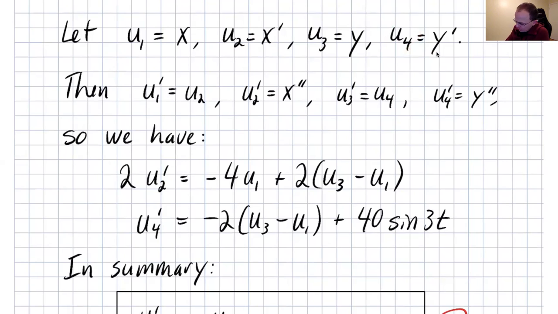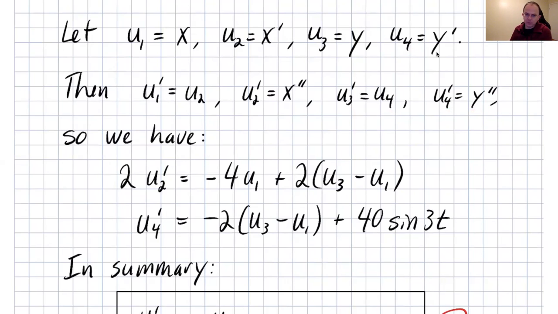Okay, so now that we have this, let's take the derivative of each of them. If we take the derivative of u1, we get x prime, but x prime is equal to u2. So we have u1 prime is equal to u2. And as I mentioned, u2 prime is going to be equal to x double prime. u3 prime, that'll be y prime, but that's equal to u4. So we have u3 prime is equal to u4, and u4 prime is equal to y double prime.